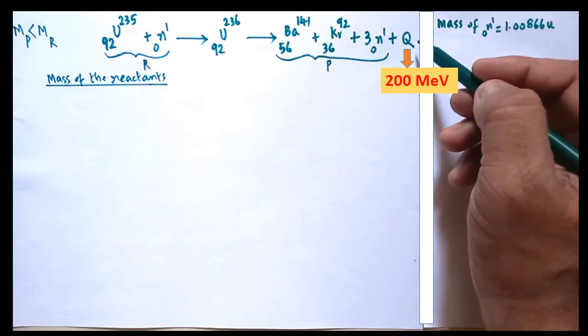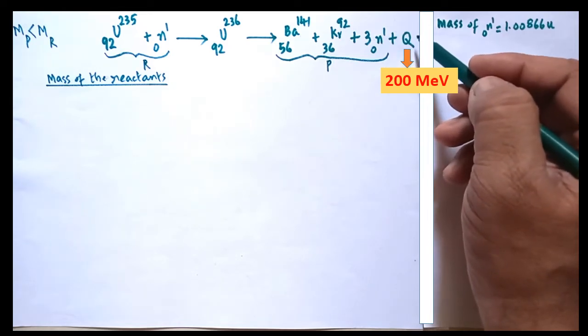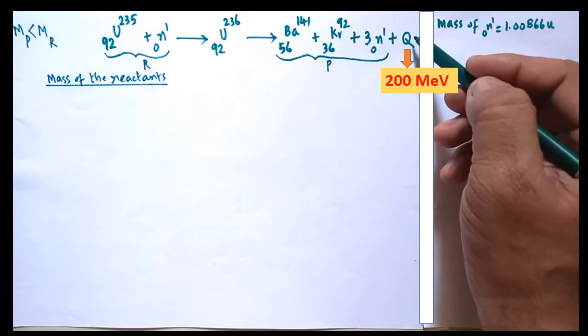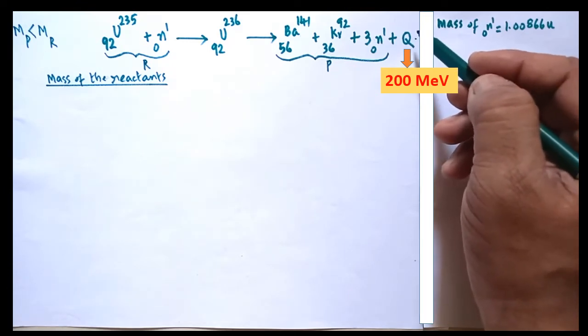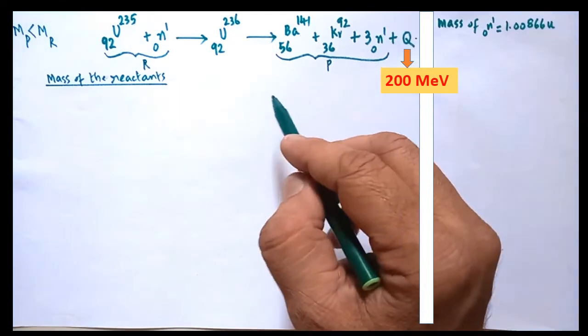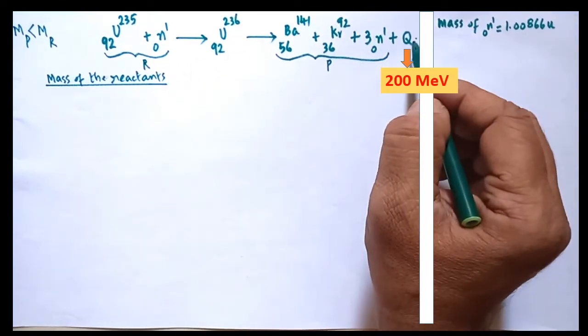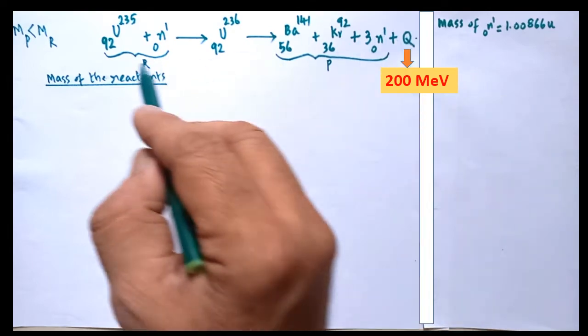Are you clear? And then look at the final factor called Q. What is Q? Q is called energy released per fission. So this is the thing which we are going to calculate. Are you clear? So how to calculate this energy released in a single fission process?